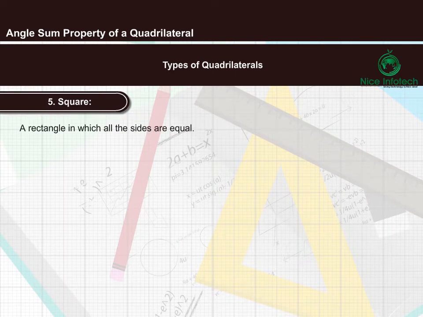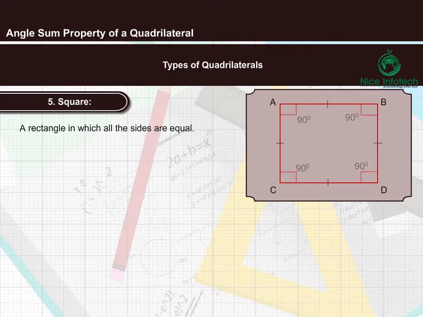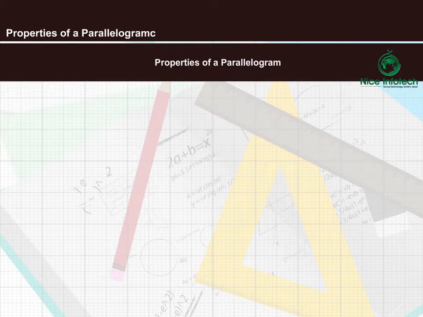It is a rectangle in which all the sides are equal. See figure, ABCD is a square. It holds all the properties of rectangle. The difference is that all the sides of square are equal. That is, AB is equal to BD equal to DC equal to CA. Let us try to know the properties of parallelogram.